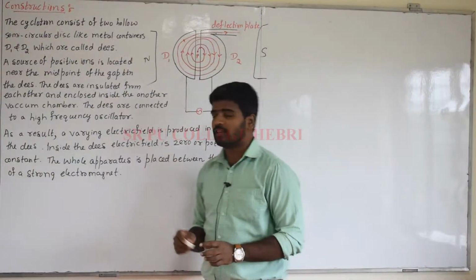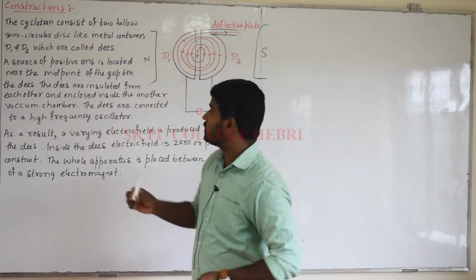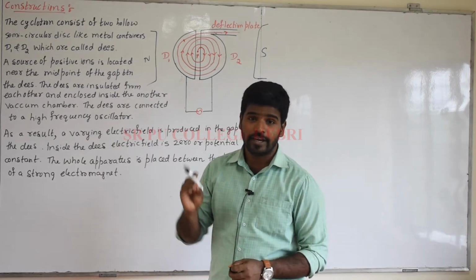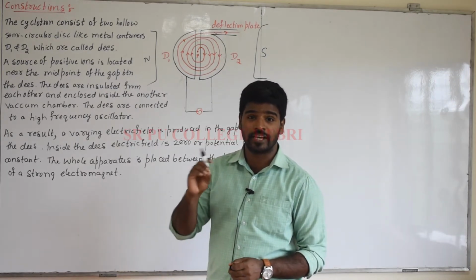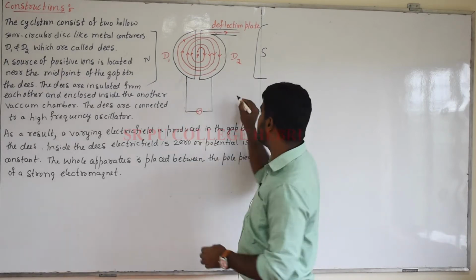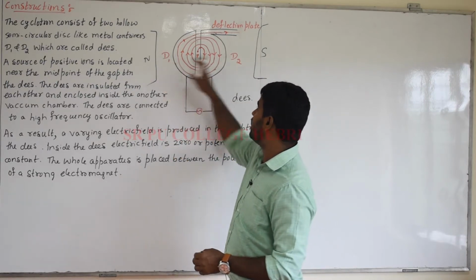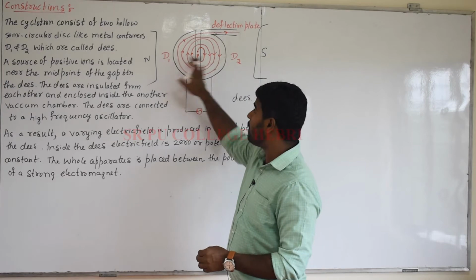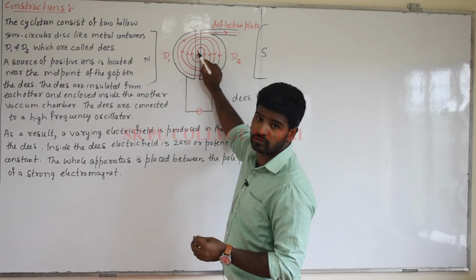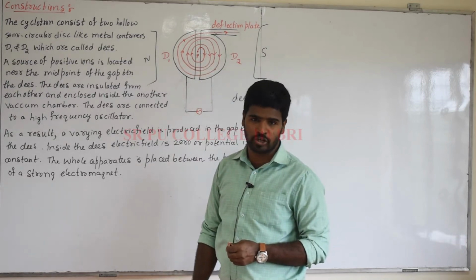As a continuation, the construction of cyclotron. The cyclotron consists of two hollow semicircular discs, similar to the English letter D. That is the reason why the two hollow semicircular discs are known as Ds, expressed by D1 and D2. The gap between the two Ds is where the positive ions are placed. Is it clear?